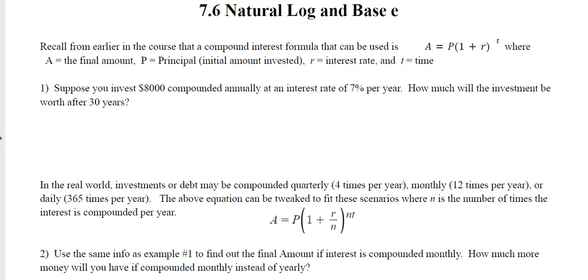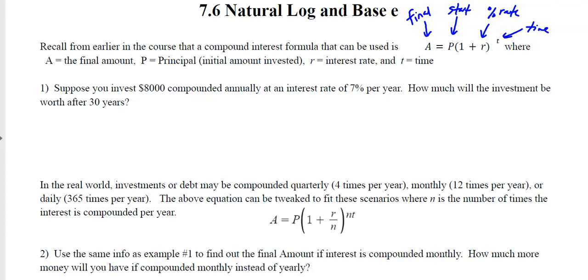Final section, 7.6, natural log and base e. Recall from earlier in the course, we've done compound interest before, and we used a pretty simple formula. A is the final amount, P was the principal, which is how much you start with, 1 plus r was our percentage rate, like our interest rate, and t was the time component.